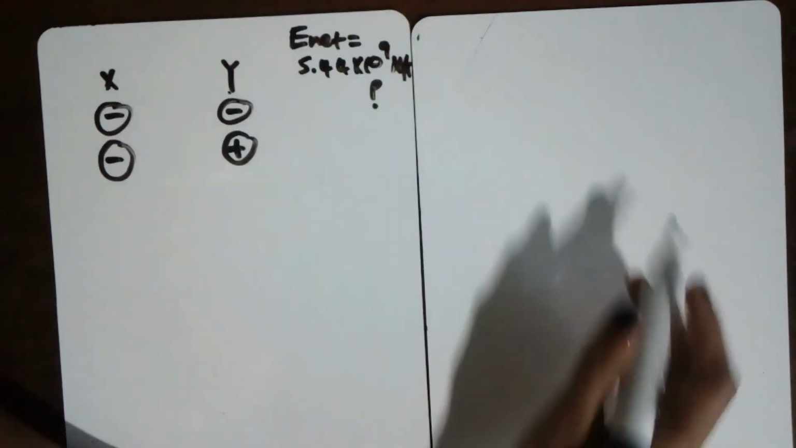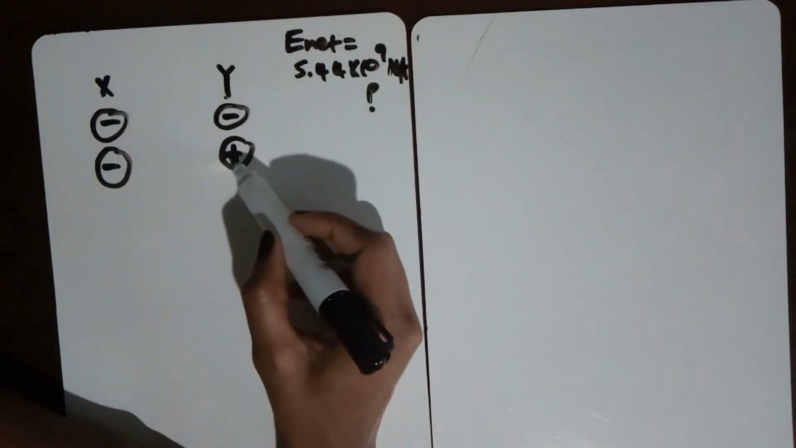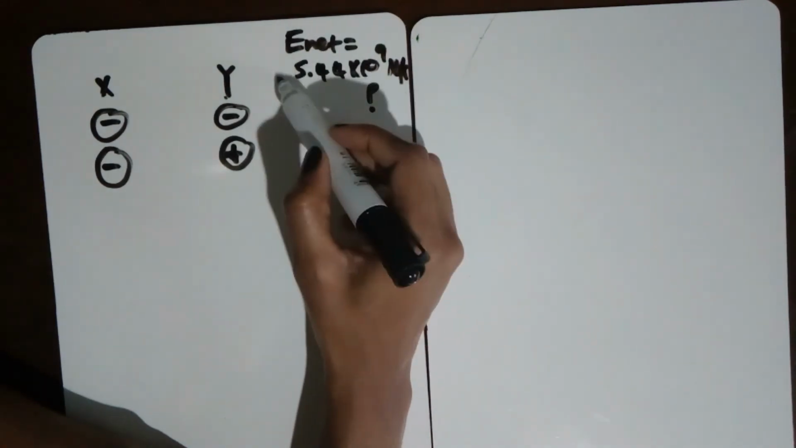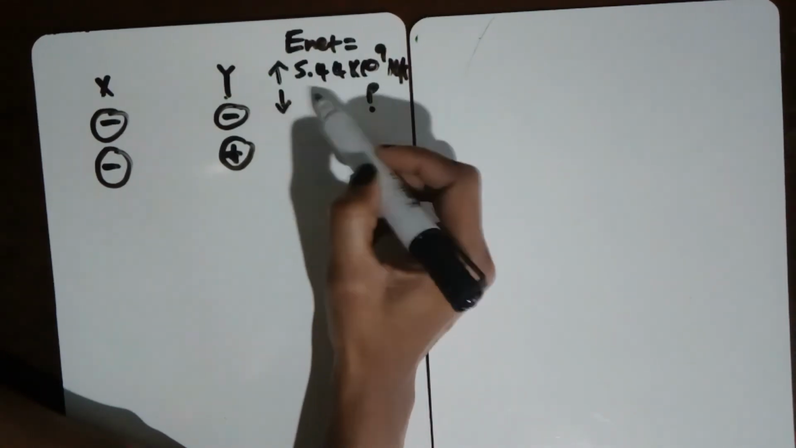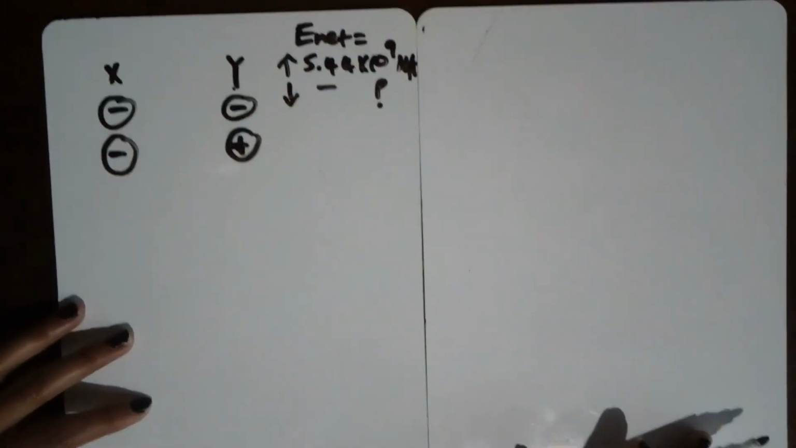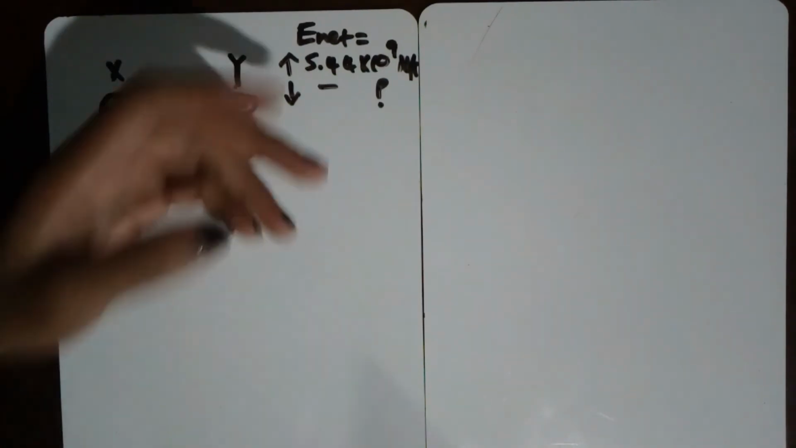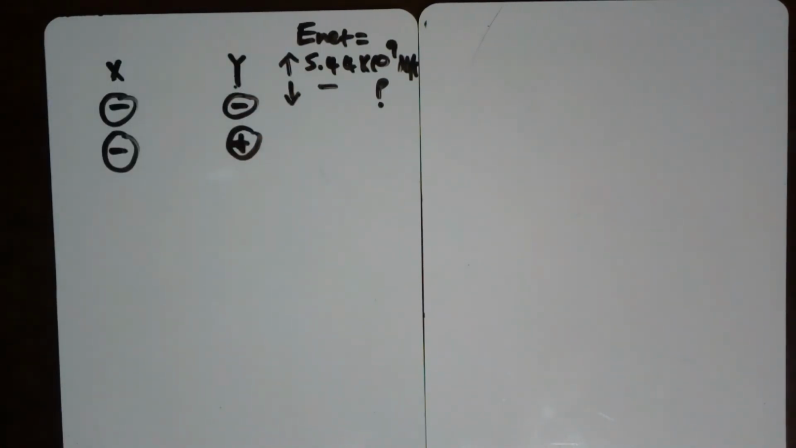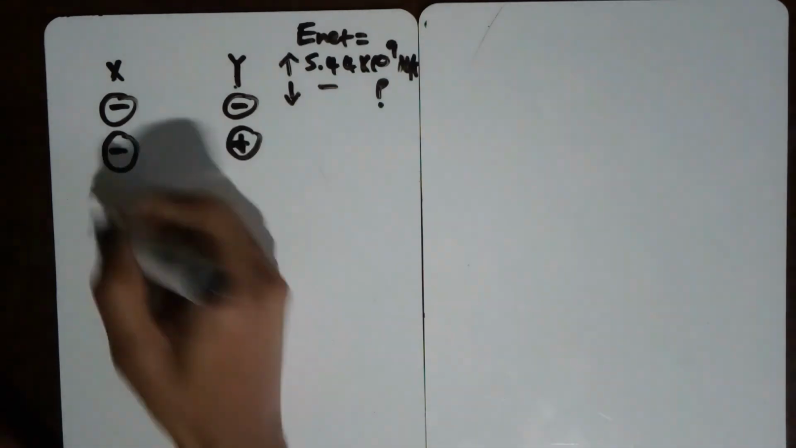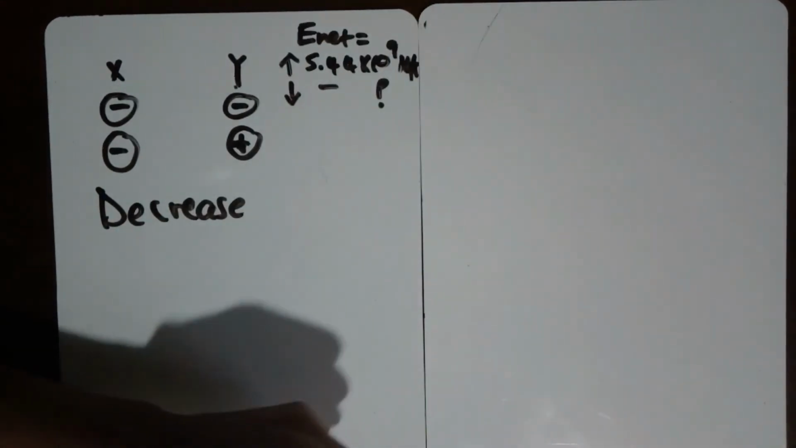coulomb, right? Cool. So they're asking us, when we change the sign of y, will this value increase, decrease, or just stay the same? What do you think? What do you think will happen? So I think it's almost intuitive for you to realize that that value will essentially decrease, right? But why will it decrease? Try to think about it for a little while.